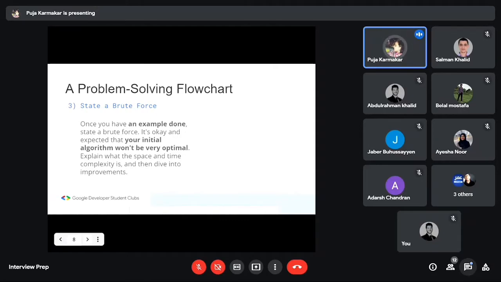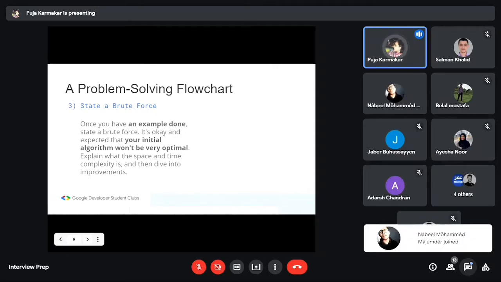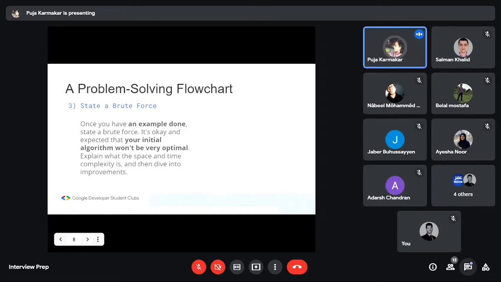It's okay and accepted. I repeat, it's okay and expected that your initial algorithm won't be very optimal. Yes, it won't be very efficient. It won't be very fast. And make sure to explain the space and time complexity, and then you dive into improvements. This is not where we stop. We have to improve our code. We have to improve our algorithms. So the next step of the flowchart is optimization.